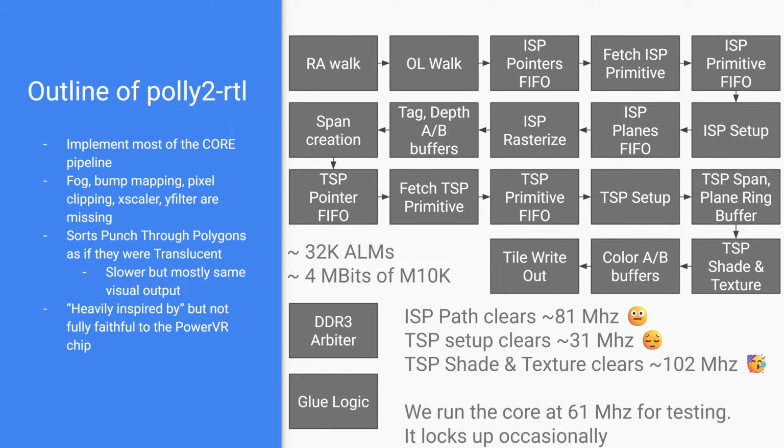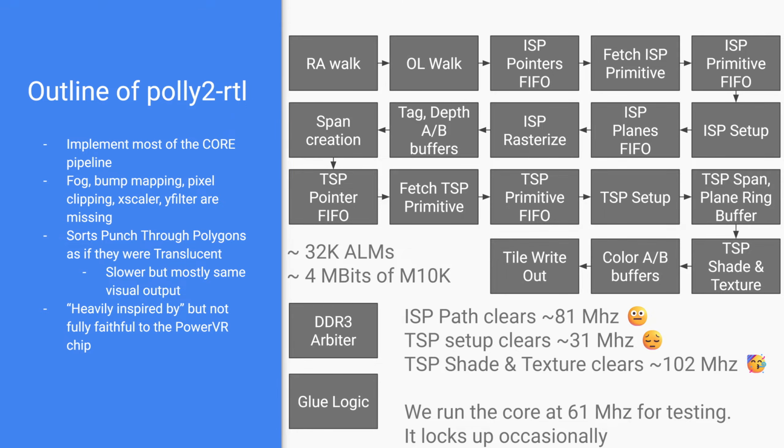Clockwise, the ISP path clears 81 megahertz. I've done a small pass over it. It was 35 megahertz, then it went to 81. The TSP setup is just 31 megahertz. I haven't optimized this. And the TSP shading and texturing is 102. I went a little bit OCD on it and it's quite fast.